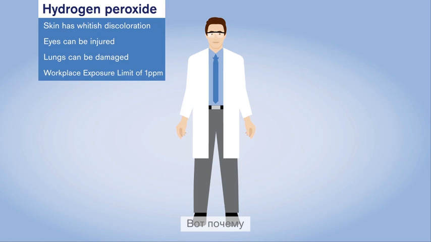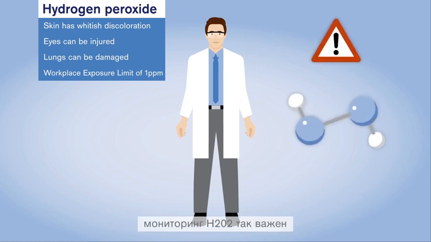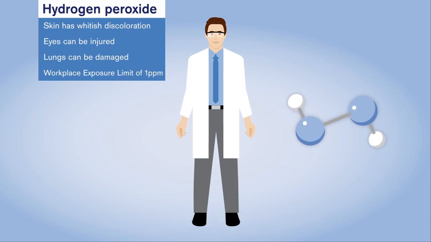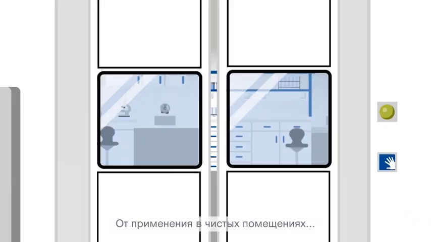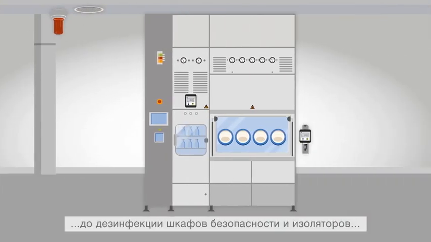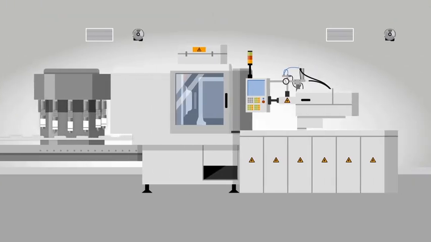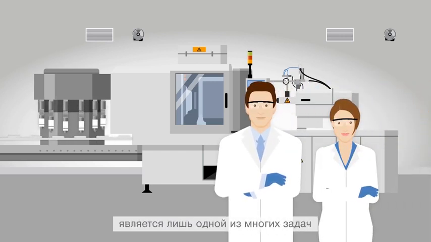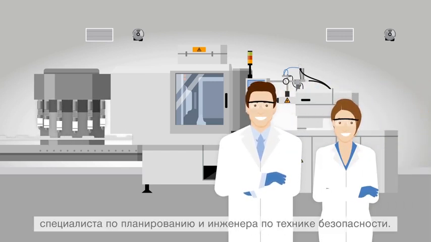The consequence: H₂O₂ monitoring is crucial when this substance is used for decontamination in the pharmaceutical industry. From use in clean rooms to decontamination of safety cabinets and insulators, and further production facilities. The monitoring of decontamination is just one of the many tasks of the production manager and safety engineer.